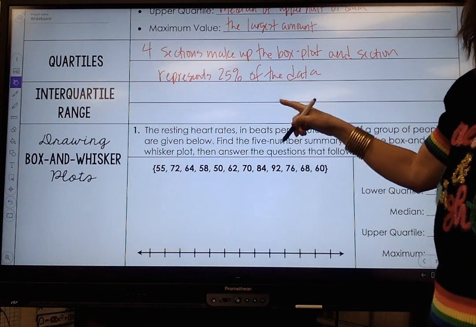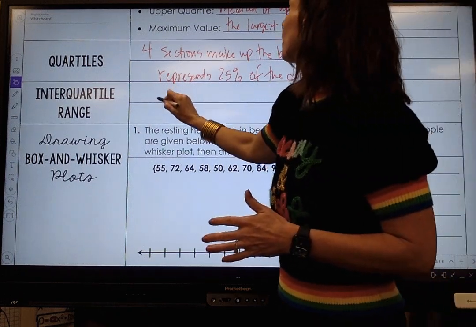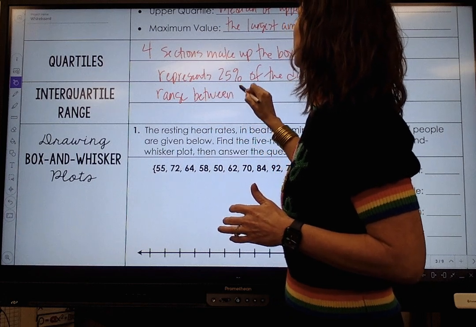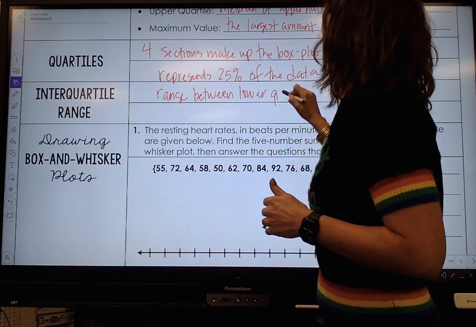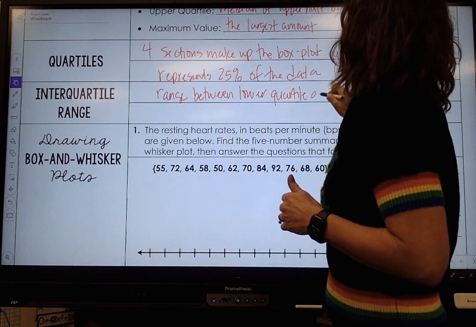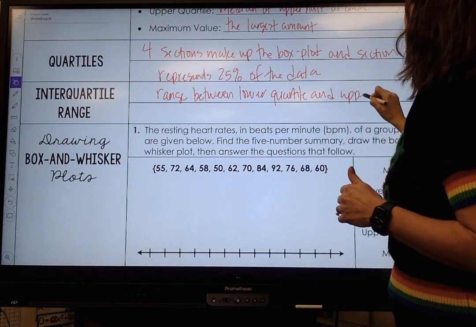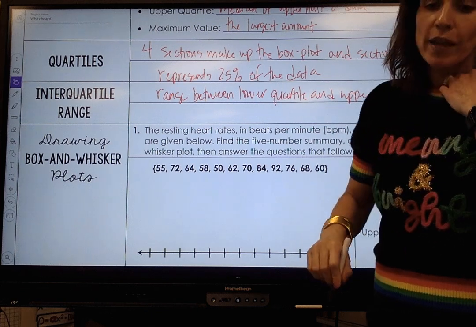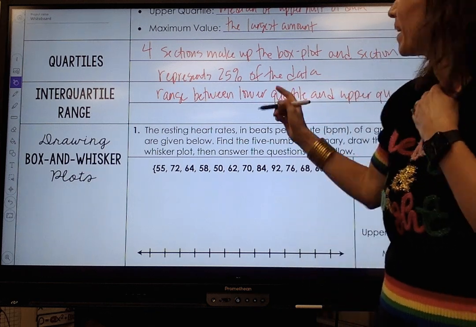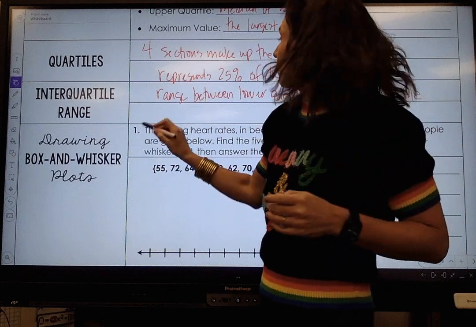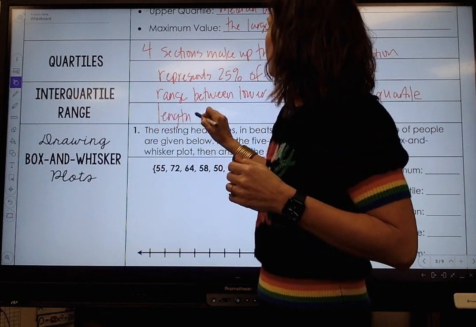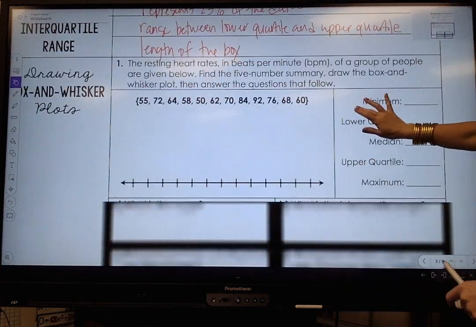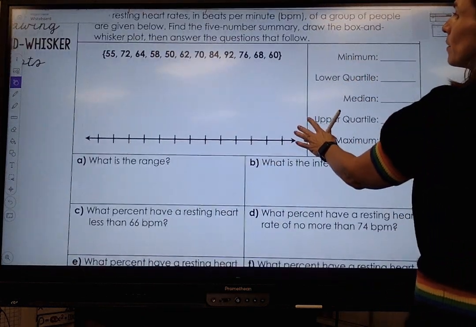Your interquartile range is just the range between the lower quartile and upper quartile. Okay, so that's your interquartile range. Basically, it's the length of the box, right? Okay, so let's take a look at this section here.